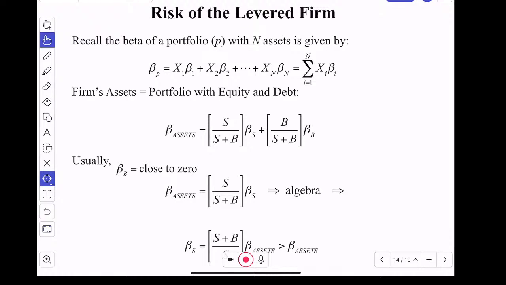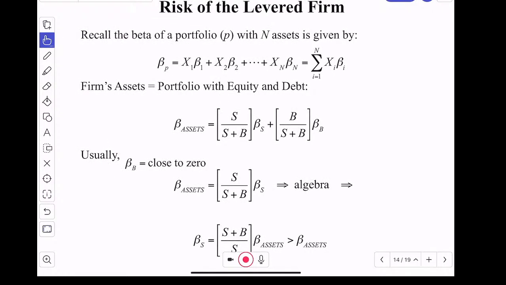What about risk? What would be the risk of the levered firm? So I introduced last class the idea of the weighted beta. If you can have a weighted return, you can also have the weighted risk. So that's the weighted beta. And here it is. So to calculate the beta of assets, we would weigh each of the betas and sum them. So this is the weighted average of the betas.